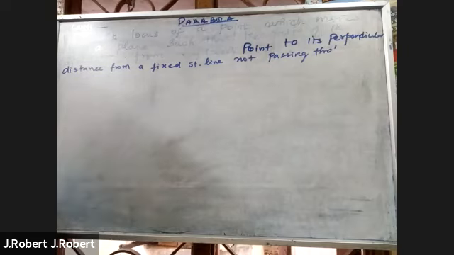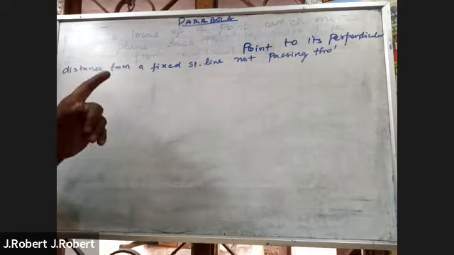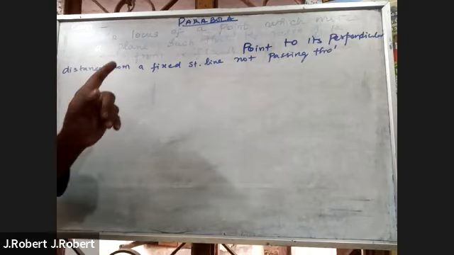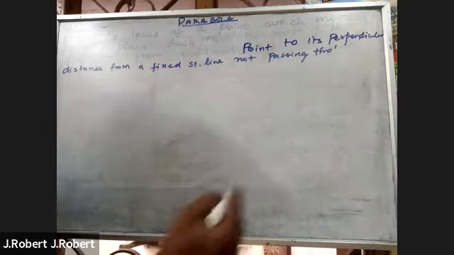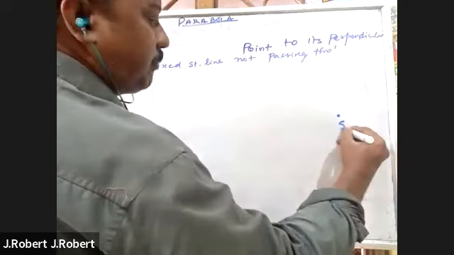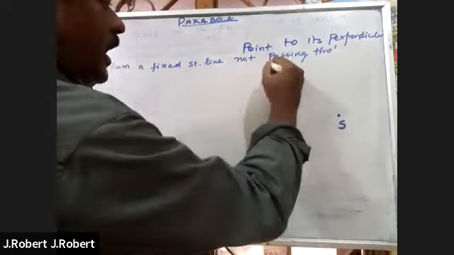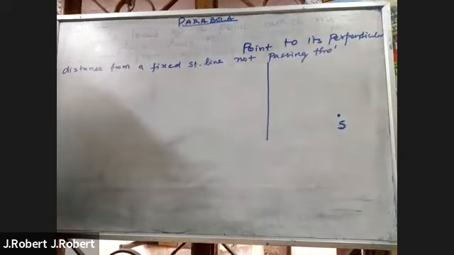So this is the definition: the locus of a point which moves in a plane such that the ratio of its distance from a fixed point to its perpendicular distance from a straight line not passing through the given fixed point is always constant. How can I write this? Let us see. The fixed point is called the focus. I am taking this as S. And I also have a fixed line.